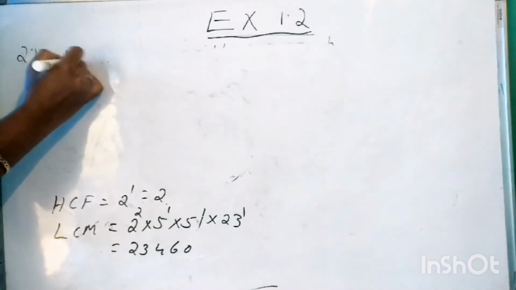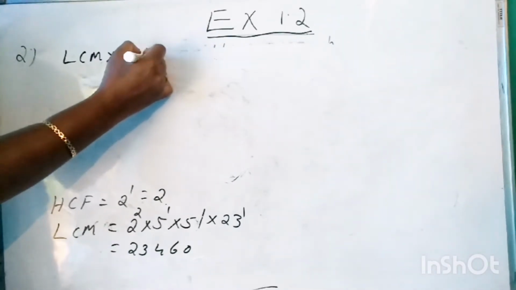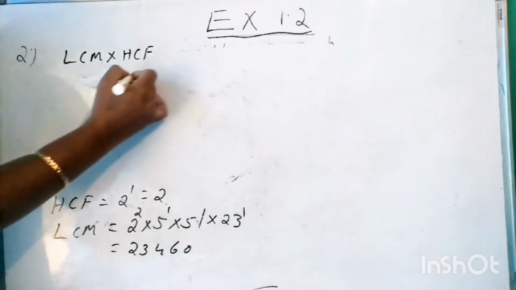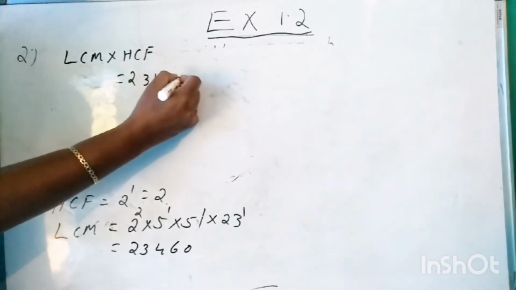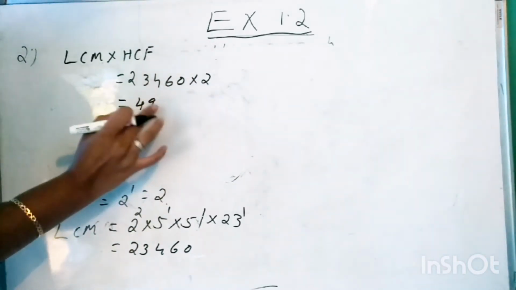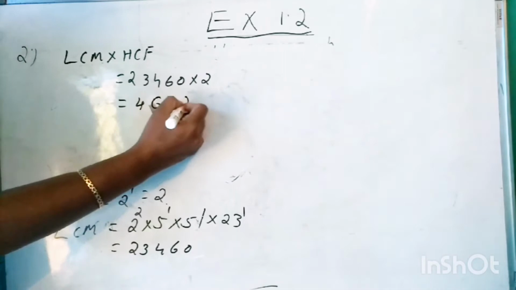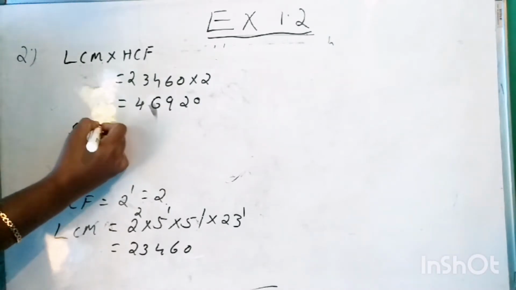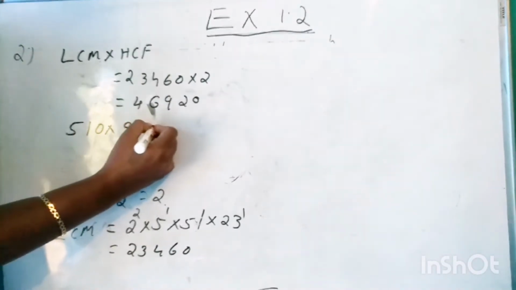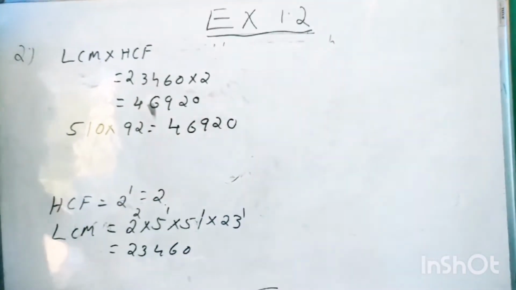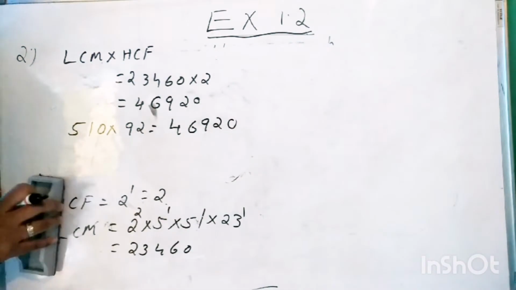So LCM into HCF is equal to 23460 into 2, that is equal to 46920. And the numbers, that is 510 and 92, the product of those two numbers is also 46920. Hence the result is verified here.